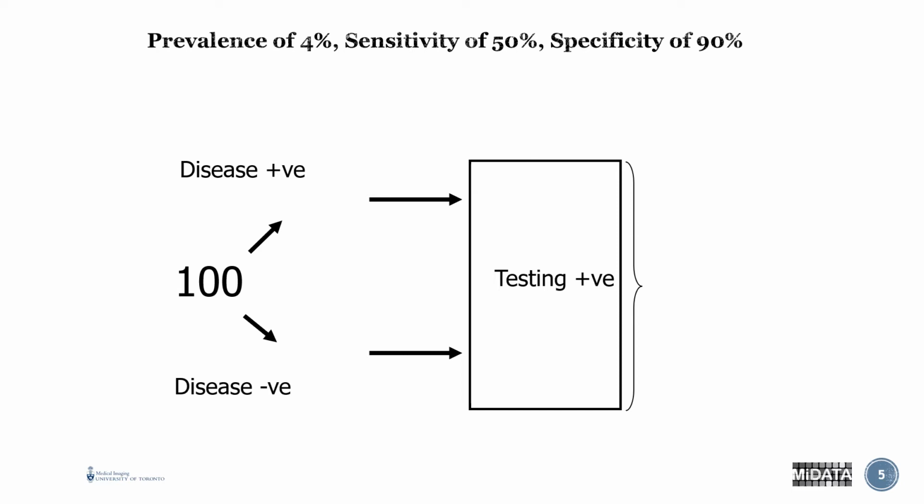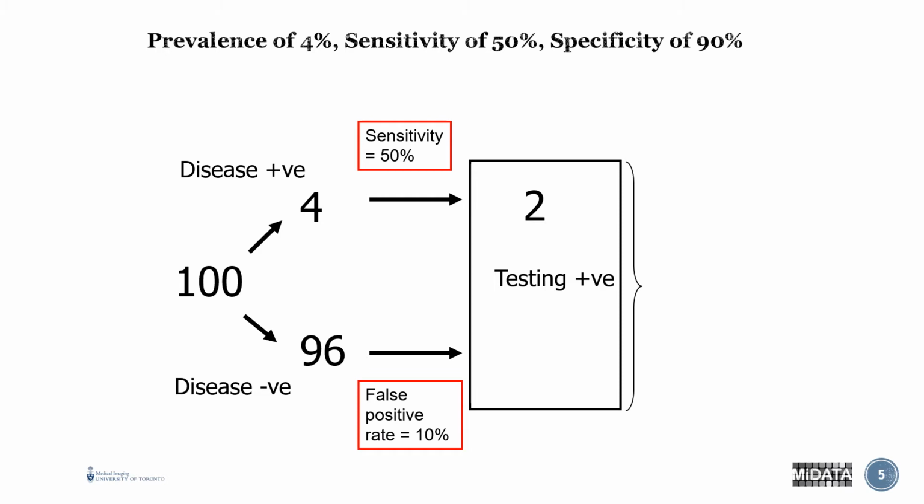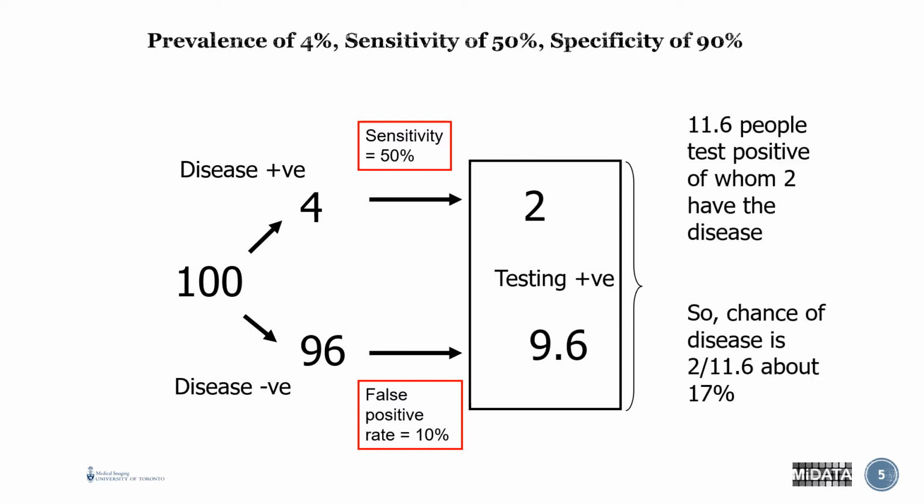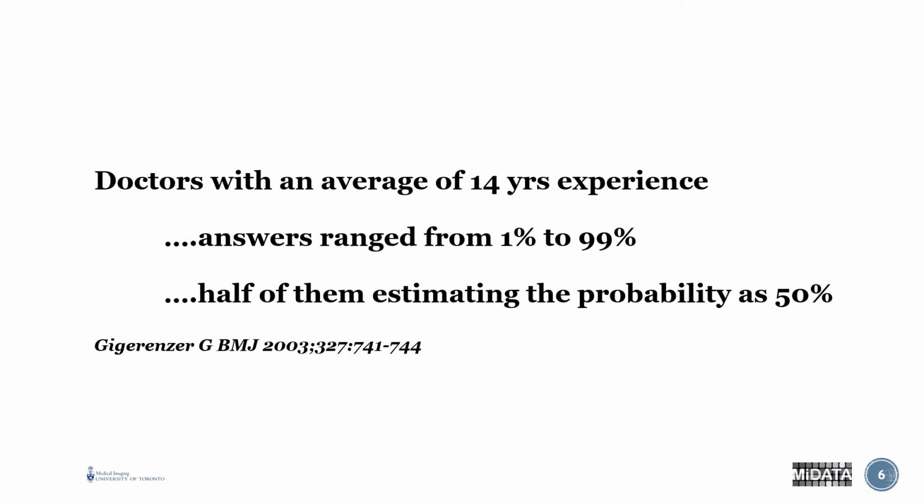So we're going through this again. Out of the 100% of the population, 4 have the disease, 96 do not. With a sensitivity of 50%, 2 will test positive, and with a false positive rate of 10%, 9.6 will test positive who do not have the disease. So 11.6 people test positive, of whom 2 have the disease, so the chance of disease is 2 over 11.6, which is about 17%. So if you answered correctly, then you've done extremely well.